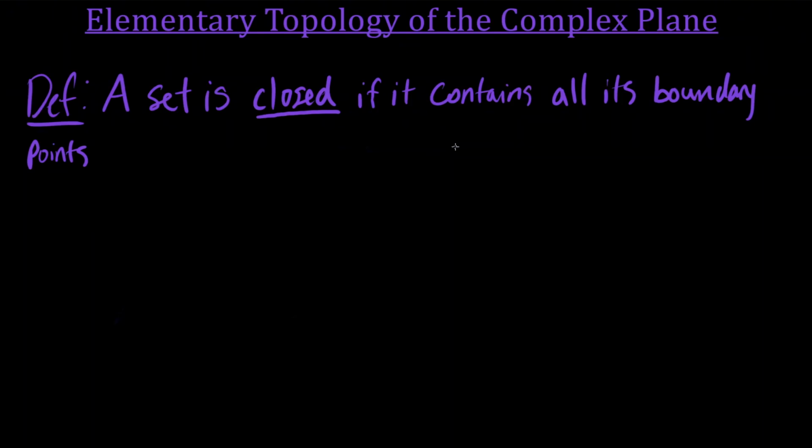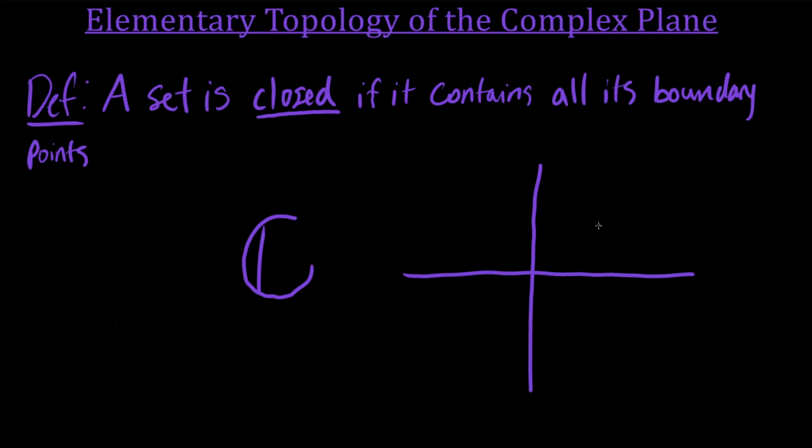Alright, now let's talk about closed sets. A set is closed if it contains all of its boundary points. And so let's go over the complex plane again. Is the complex plane a closed set? Well, let's first recall what it means for a point to be a boundary point. A point is a boundary point if every single disk centered at that point contains a point within the set and a point that's not in the set.